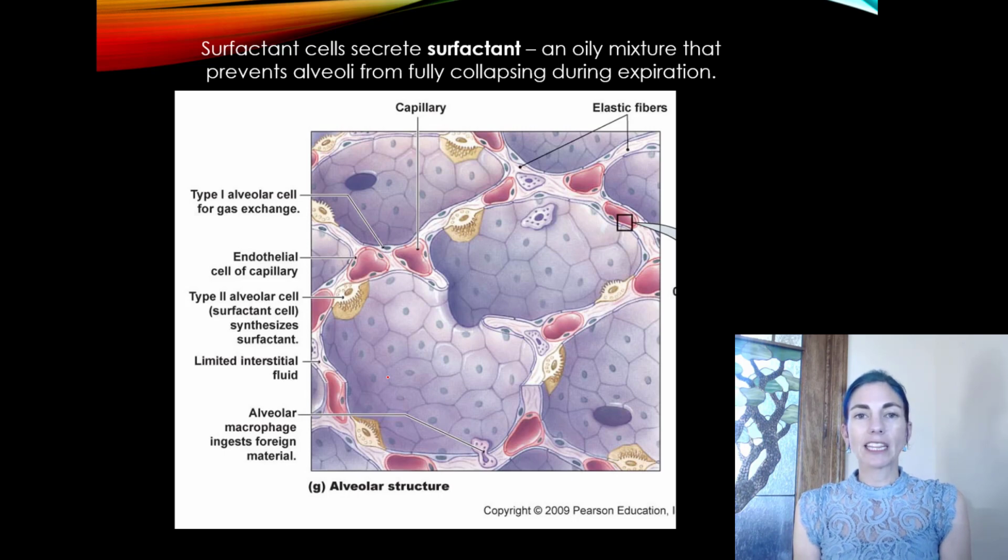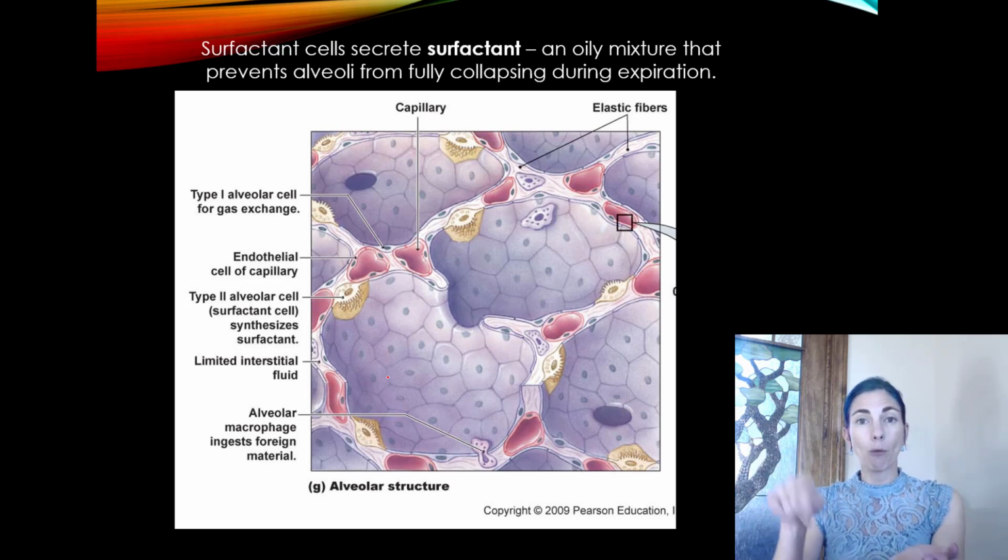So let's take a look at the role of the type 2 cells. The type 2 cells are also called surfactant secreting cells because they secrete this thing called surfactant, which is kind of like an oily, soapy mixture that prevents the alveoli from collapsing. What I want to do first is talk a little bit about water. It turns out that your alveoli have a layer of water on them, so they're moist. They're not dry like skin.